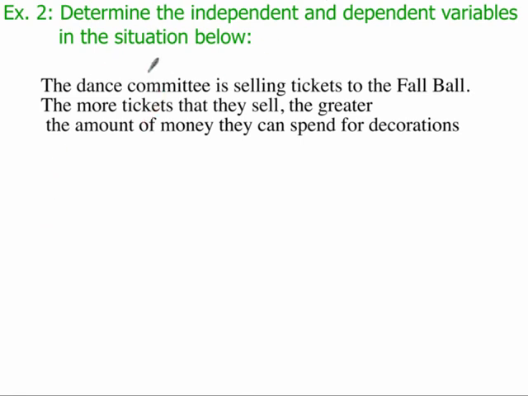Determine the independent and dependent variables in this situation. It says the dance committee is selling tickets to the fall ball. The more tickets they sell, the greater amount of money they can spend for decorations. So here are our two variables. It's the first thing we need to figure out. Tickets and money. Those are our two variables. We have to decide which one of these is the independent, which is the dependent.